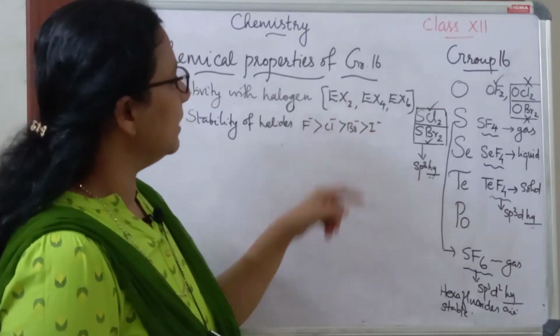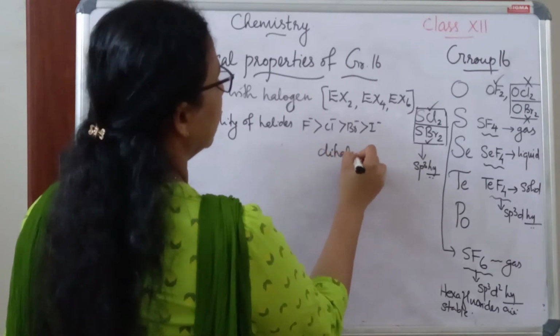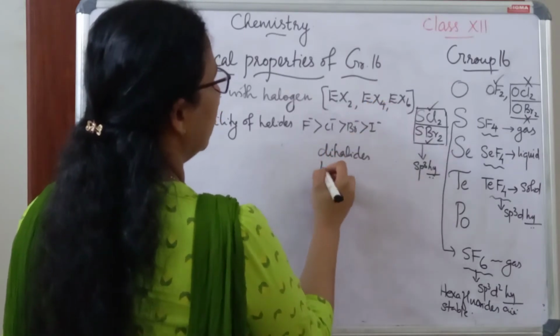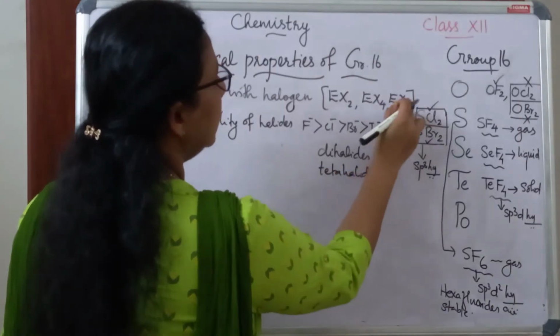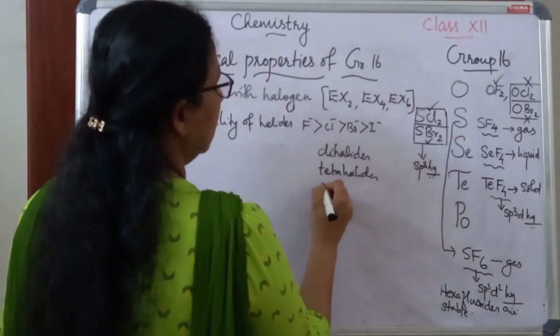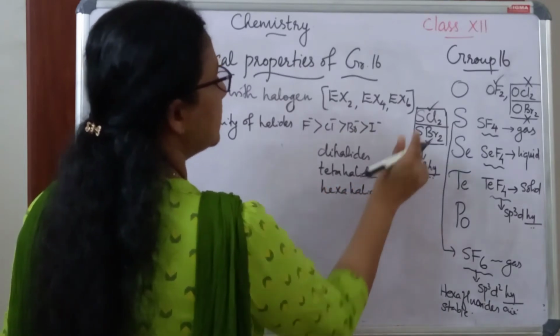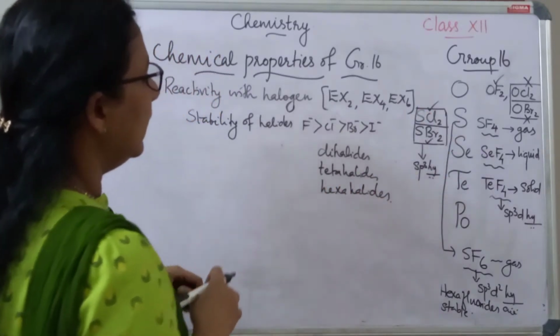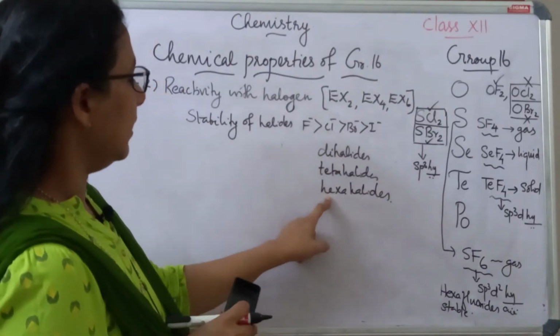So EX2 means it forms dihalides, EX4 means it forms tetrahalides, EX6 means it forms hexahalides. So group 16 elements form different halides of the type dihalides, tetrahalides and hexahalides.